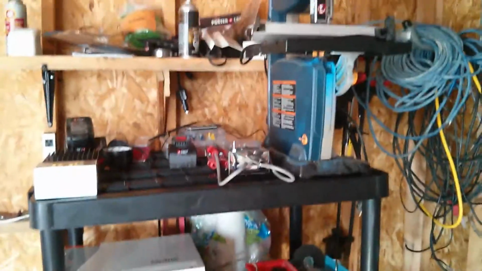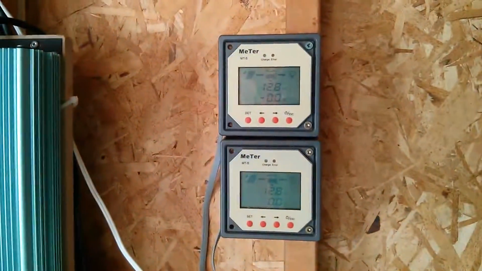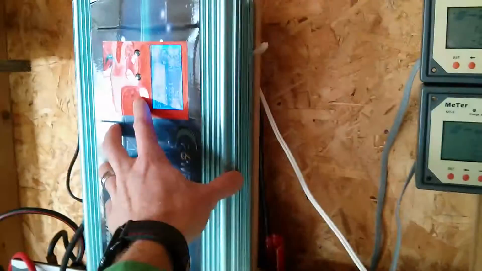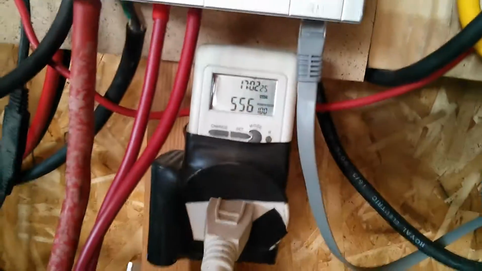Got the shelving unit, which is nice. I moved some stuff to it. My inverter here, controller there. Charge controllers are not plugged in right now because my batteries are fully charged. These read a little low. They're more like 12.9. I'm putting in 610 there and 556 here.